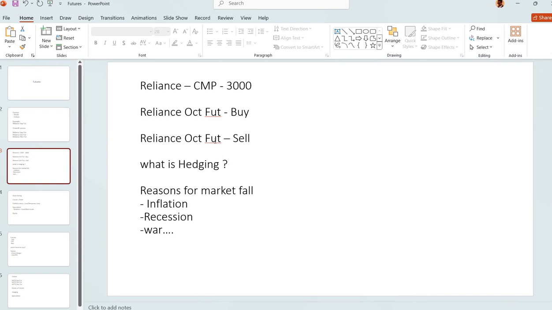So why do we need a contract? The main reason for introducing the derivative product is hedging. Hedging means protecting, that means protecting our portfolio. For example, you have invested 10 lakh rupees in Reliance company. There may be bad news in the market like COVID-19, inflation, recession, war, crisis, etc. In this type of event, there is a high chance that the market may fall, and so we need to protect our portfolio. So here what we do is short selling.